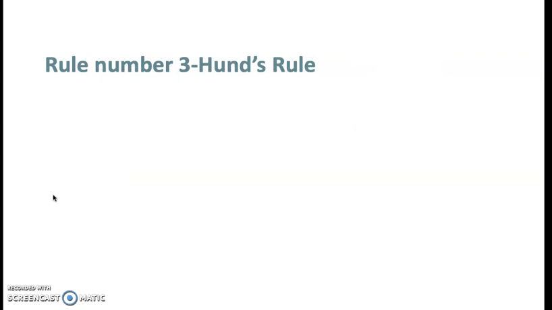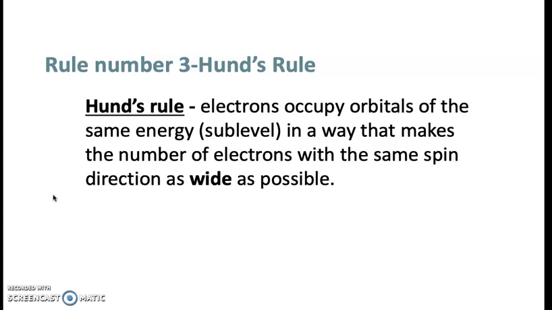Rule number 3 is Hund's rule. This one's a little tricky to a lot of people, and I'm going to go over this a lot more in the part 2 video. Okay, Hund's rule is where electrons occupy orbitals of the same energy level or sublevel in a way that makes the number of electrons with the same spin direction as wide as possible. So if you're looking at a sublevel, like say the P, there's 3 orbitals. Each orbital must get 1 electron before it gets a second. So essentially you must go up, up, up before you give a down or a second to an individual orbital.